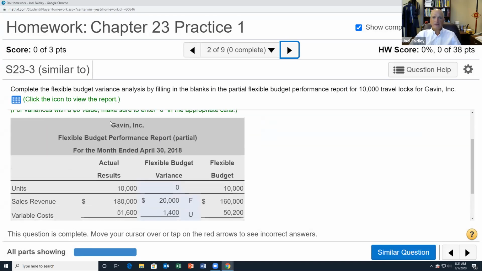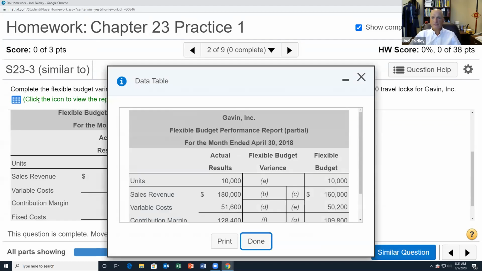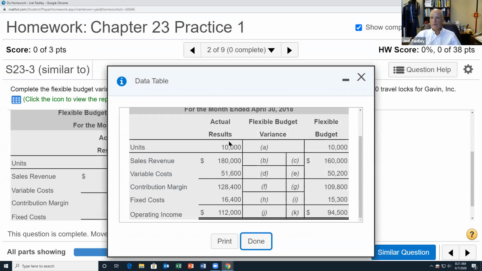All right, complete this flexible budget analysis for 10,000 travel lots. All right, so they give you actual results and flex budget, don't they? So this is just a 3 column. They leave out the other part. They're just doing the flex budget part.